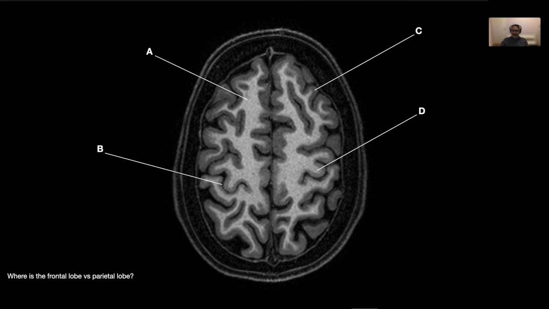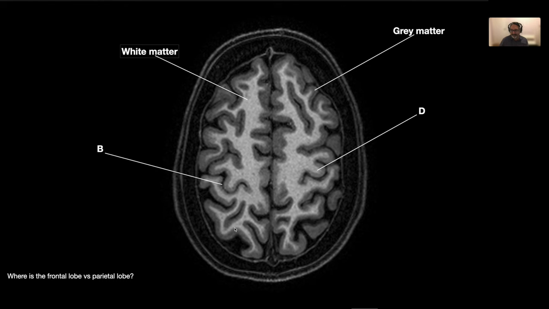Let's go down one level. A and C are very simple. That's correct. You're right, white matter and gray matter. Now you are with B and D. Where is the frontal lobe? B is what will divide the frontal and parietal lobe.